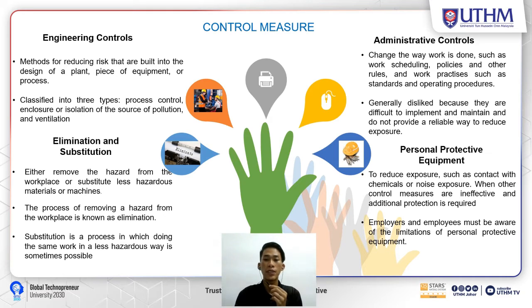Workers wear personal protective equipment to reduce the exposure, such as contact with chemicals or noise exposure, when the other control measures are ineffective and additional protection is a requirement. Employers must be aware of the limitations of personal protective equipment. The employers also need to provide PPE to the workers at the work site. Examples of PPE include gloves, face shield, eye protection, and so on.